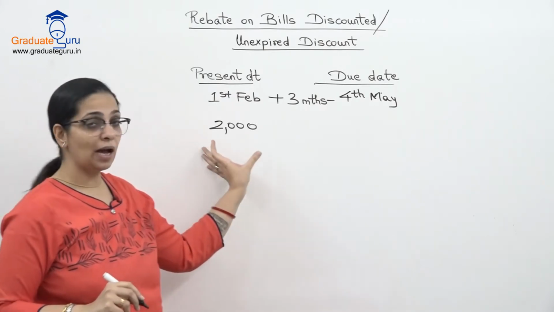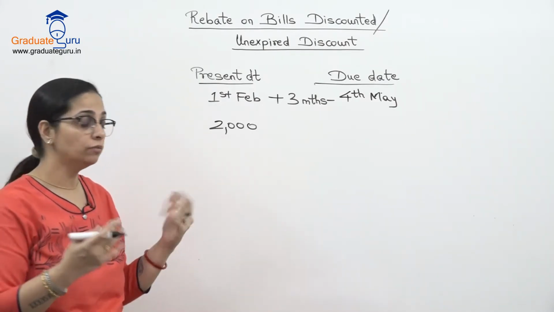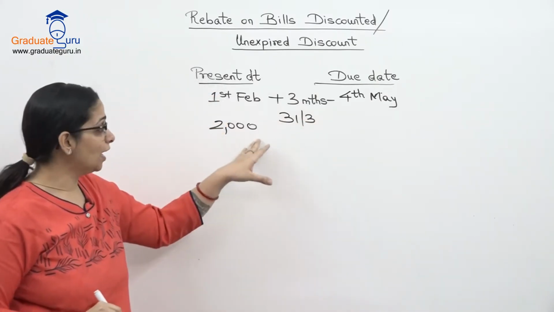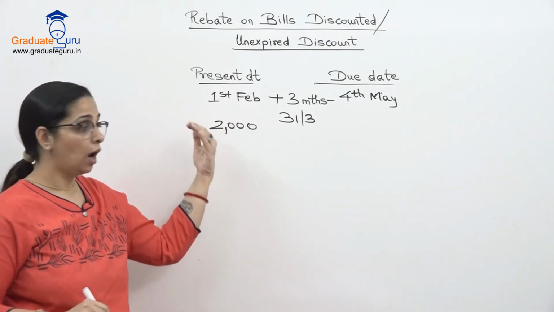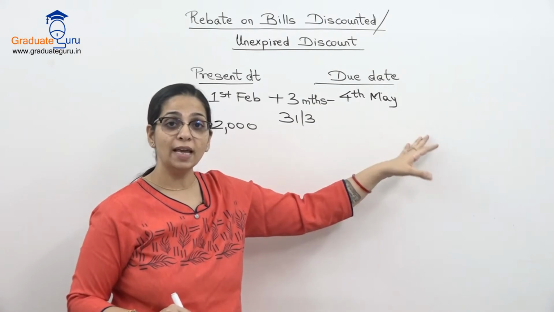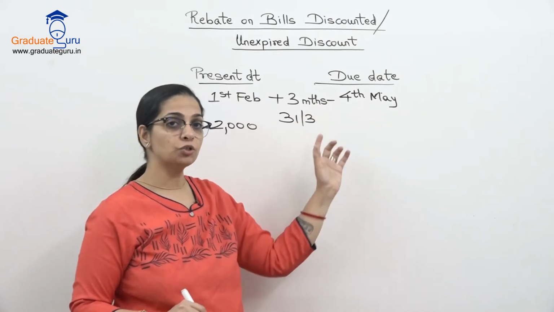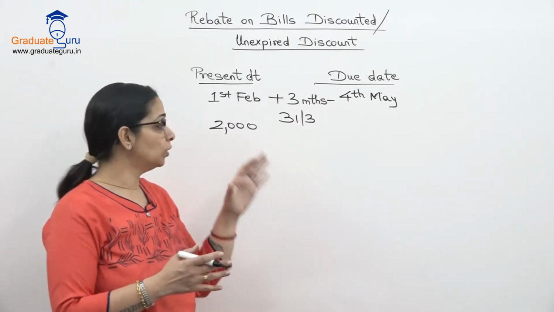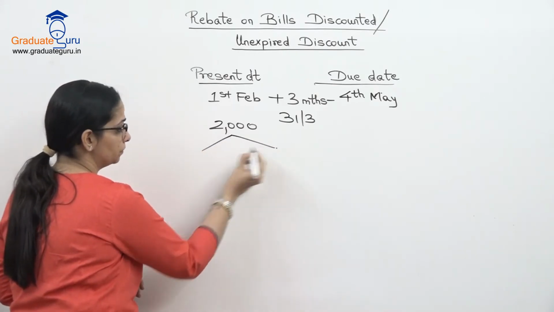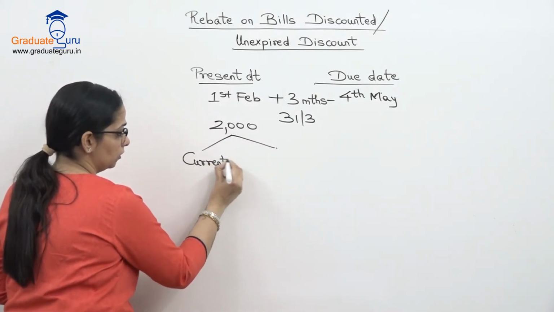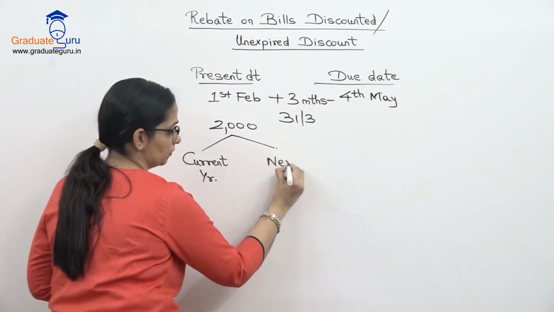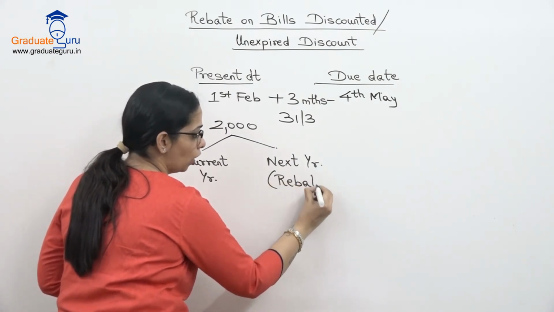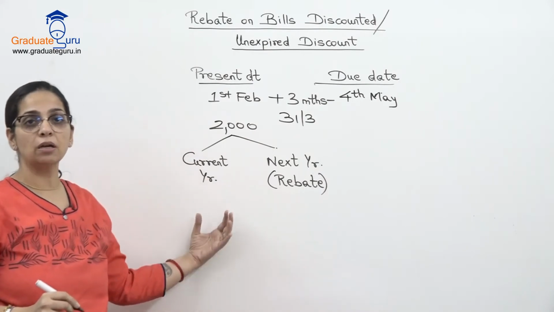Fine. So today the bank has earned a discount of 2,000. But this discount is divided into 2 years. हमारा financial year कब खत्म होता है? 31st March. So a part of this discount belongs to this year. A part of the discount belongs to the next year. So that amount which belongs to the next year, मैं इस साल के income में नहीं ले सकती. So I have to distribute this discount into 2 parts. The current year and the next year. And this next year's discount is called rebate in this year's accounts.